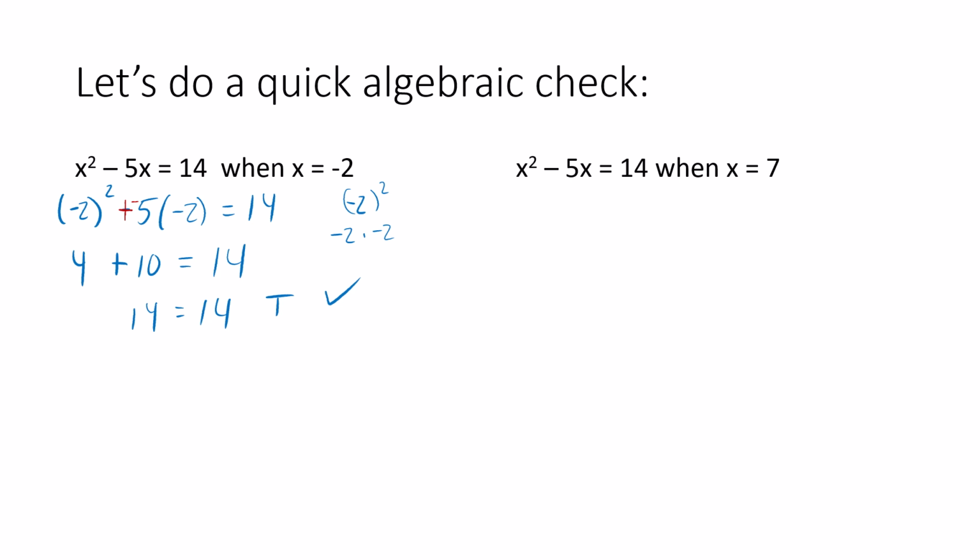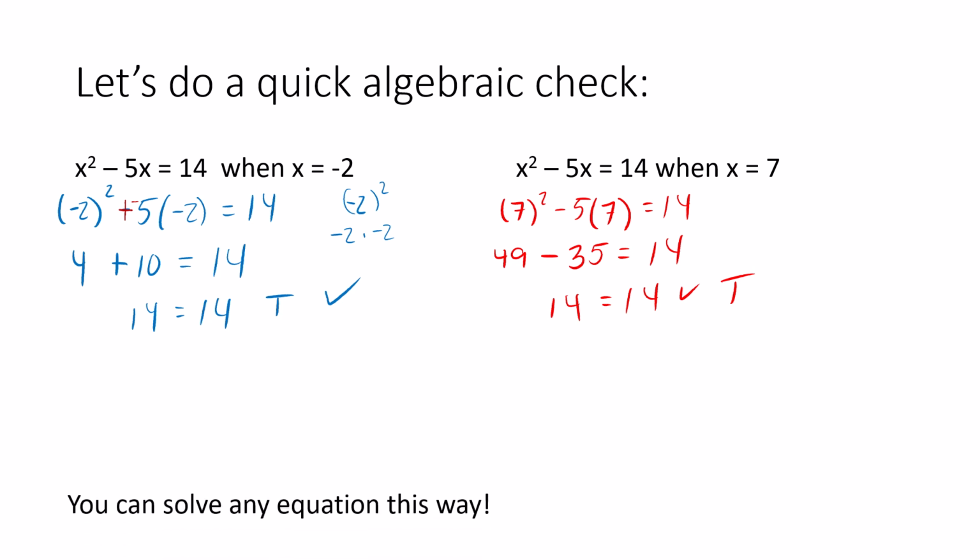And we're going to come over here and do the same thing with the 7. So we have 7 squared minus 5 times 7. 7 squared is 49. Then we have 5 times 7 there, which is 35. And 49 minus 35 is 14. And that checks. That is also true. And so there are actually two values of x that when you plug them into the equation will make the equation true. So the x-intercepts did check, and we know that those numbers do work in that equation.